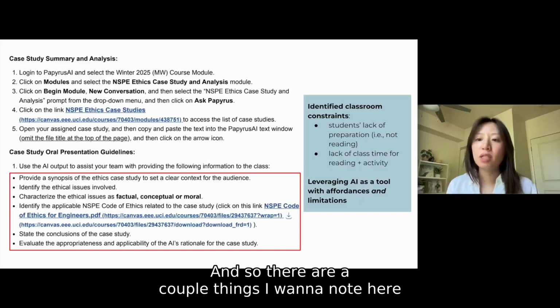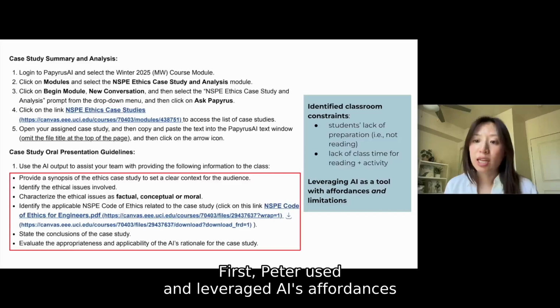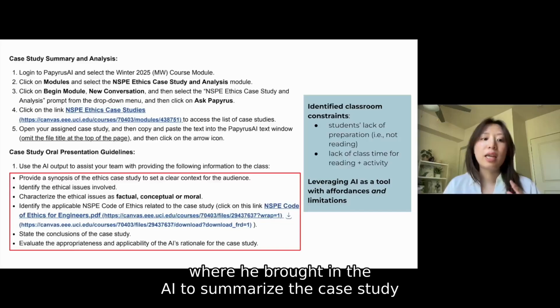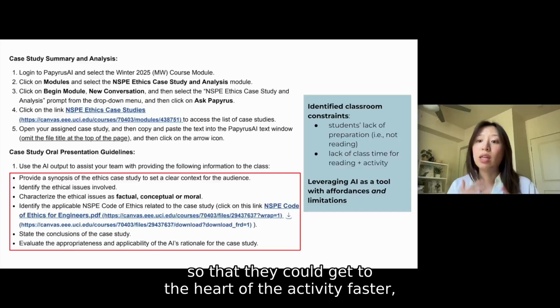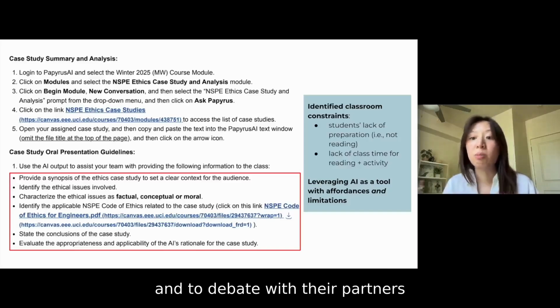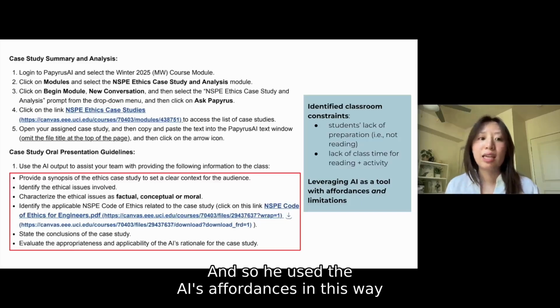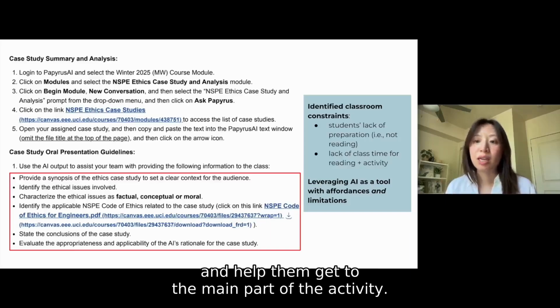There are a couple things I want to note here that were interesting. First, Peter used and leveraged AI's affordances for summarizing text, where he brought in the AI to summarize the case study and give students the summary so that they could get to the heart of the activity faster, where they could talk about and converse about these ethics and debate with their partners about these for the activity. And so he used the AI's affordances in this way for generating text very quickly to create that summary and help them get to the main part of the activity.